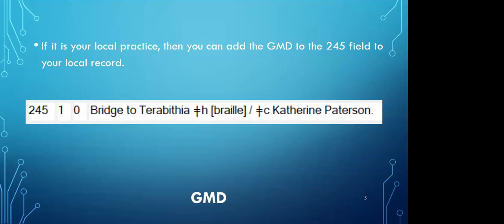Okay, so the GMD is the General Material Designator. It's no longer used in RDA guidelines. However, I know a lot of libraries are continuing to use the GMD in their local records, and that's fine. Just make sure that you don't add subfield H with the GMD to a WorldCat record. So the screenshot is displaying how to format the GMD. So the title is Bridge to Terabithia, and then you have subfield H and then Braille in brackets.